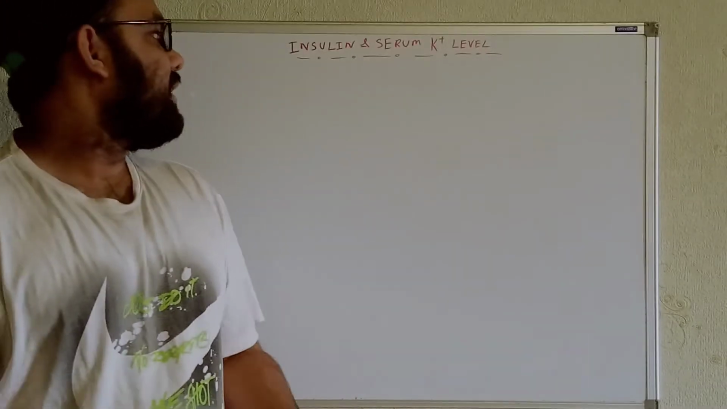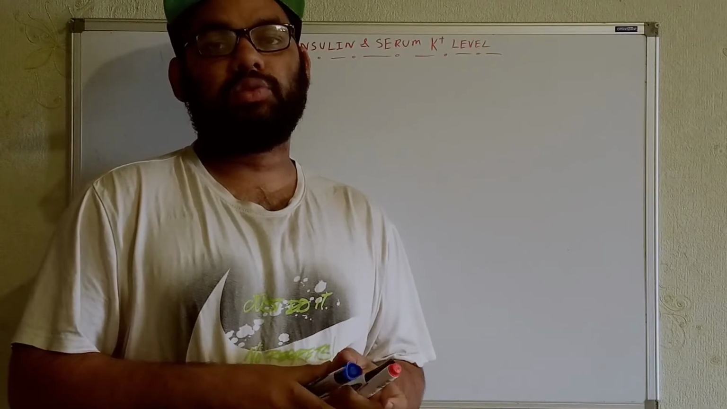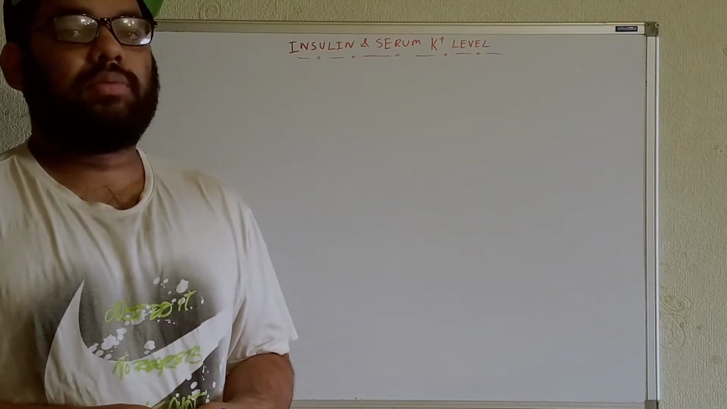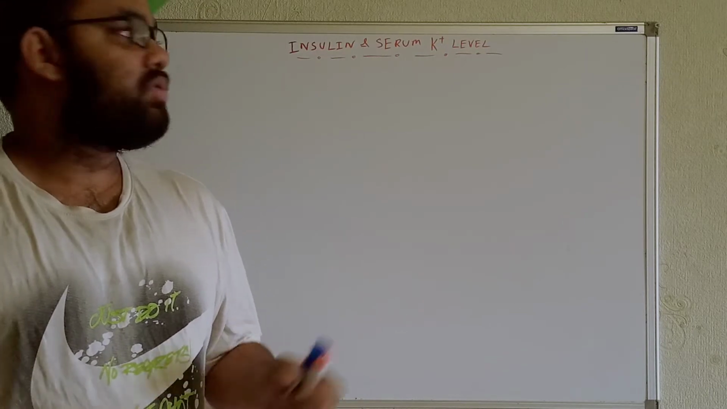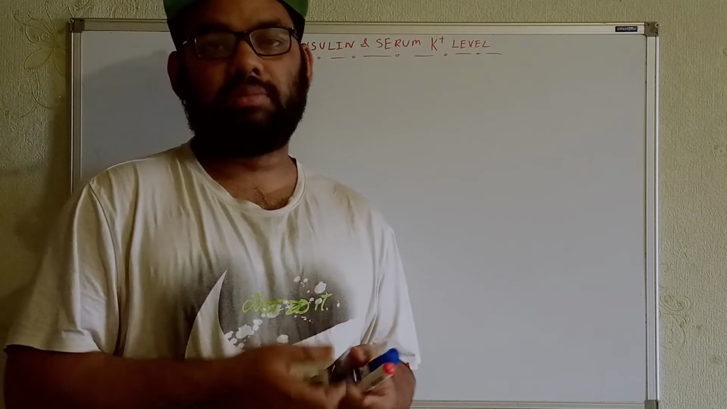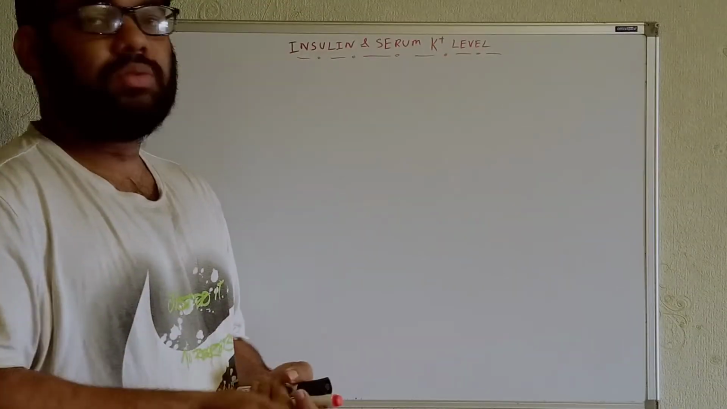Today we'll talk about insulin and the serum potassium levels, the regulation between insulin and the serum potassium level. As we know, potassium is one of the most important electrolytes, so the serum potassium level should be maintained in a narrow range. Why should it be maintained?